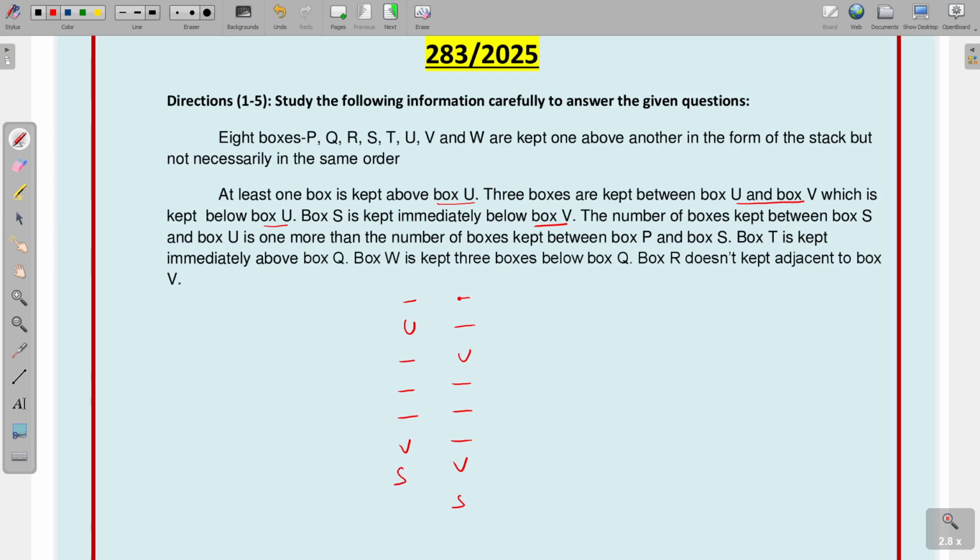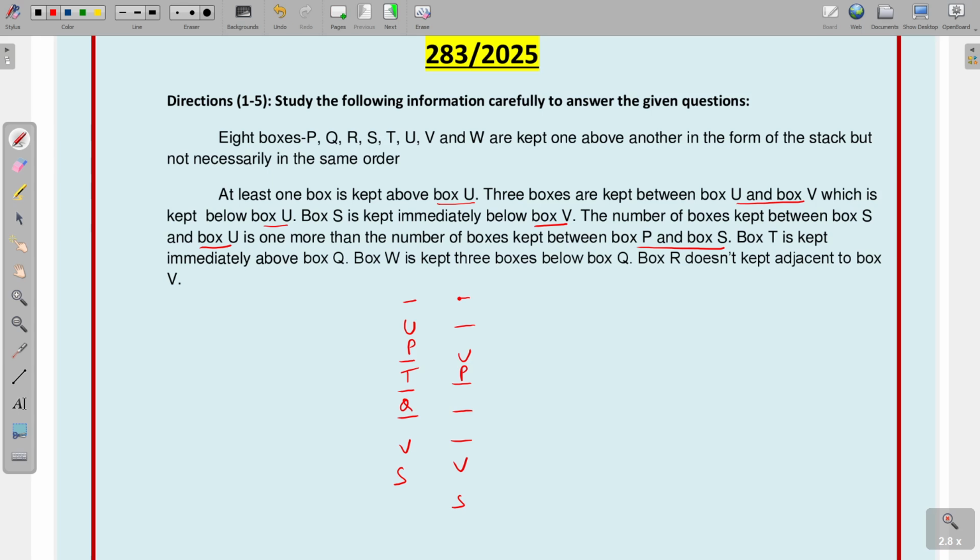The number of boxes kept between S and U is one more than the number of boxes kept between P and S. Between S and U there are 4 boxes, and between P and S there are 3 boxes. So, 1, 2, 3, 4, and then P is placed here. Next, T is kept immediately above Q.